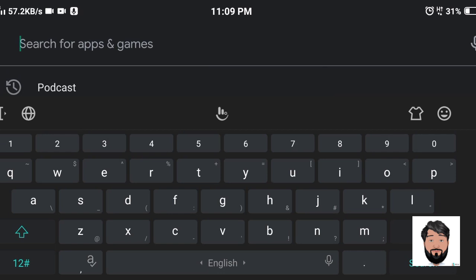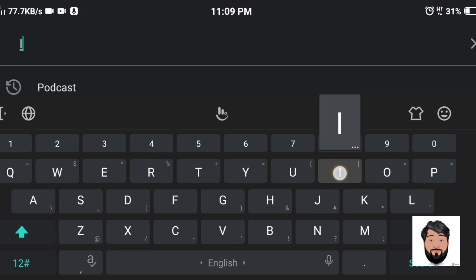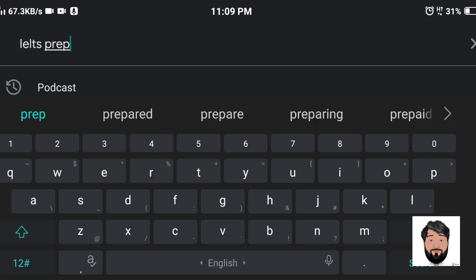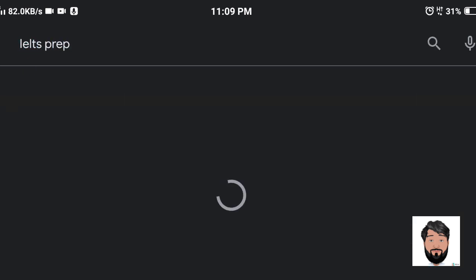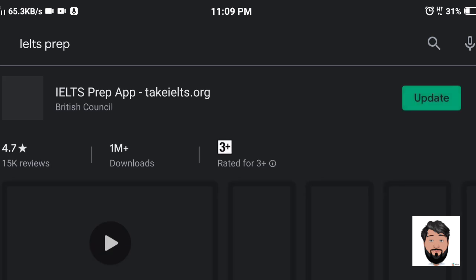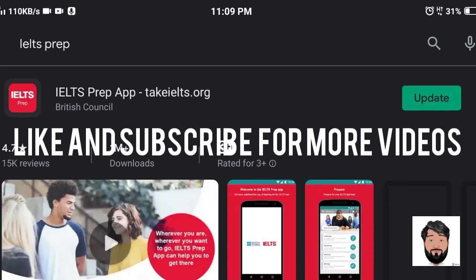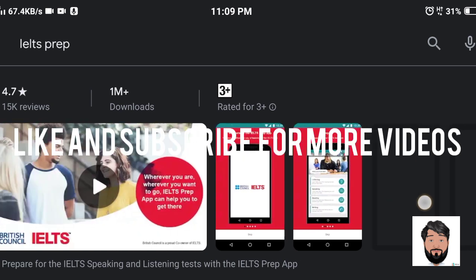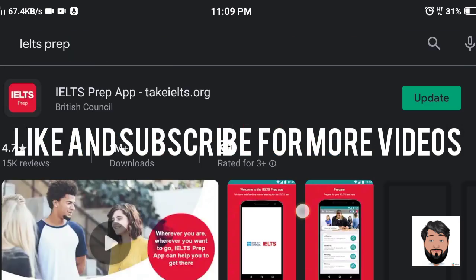I came back to my Play Store and I am now searching for an IELTS Prep application that will help you with the preparation of IELTS, and it is from the British Council. That will help you a lot. You can understand what the pattern of the IELTS test will be. That's the logo, and that's the app that you will find on Play Store and prepare yourself.